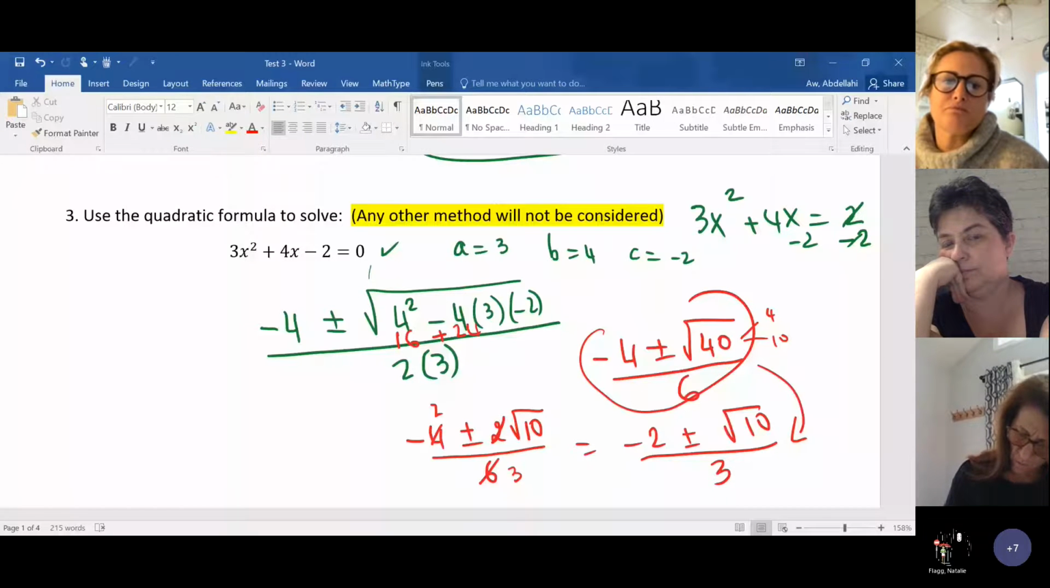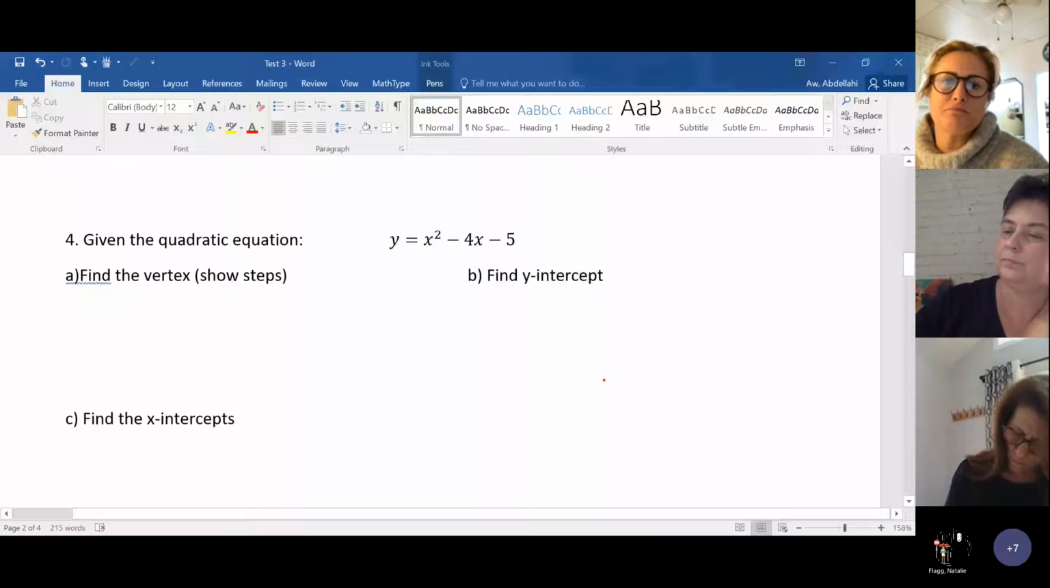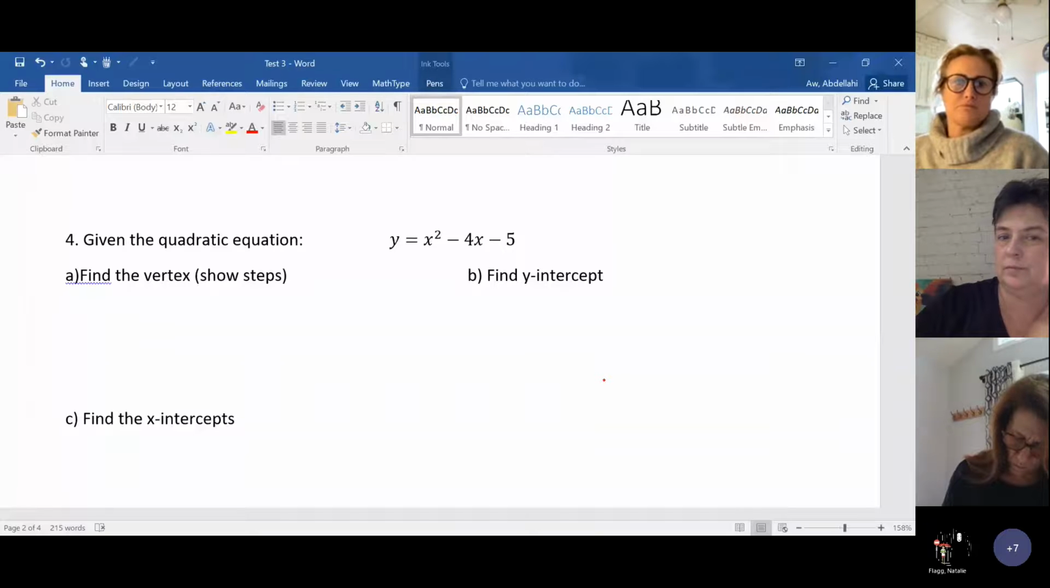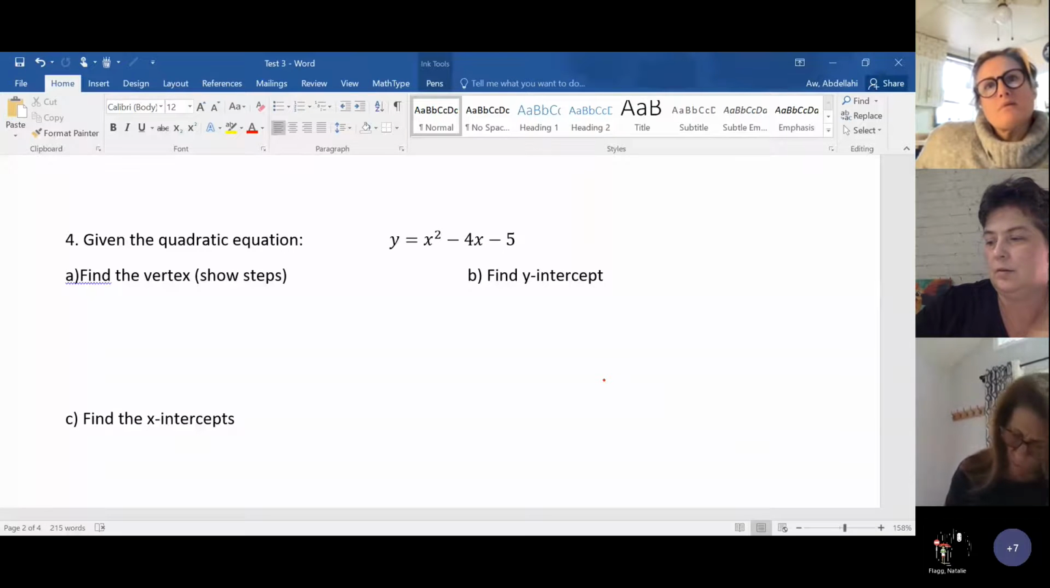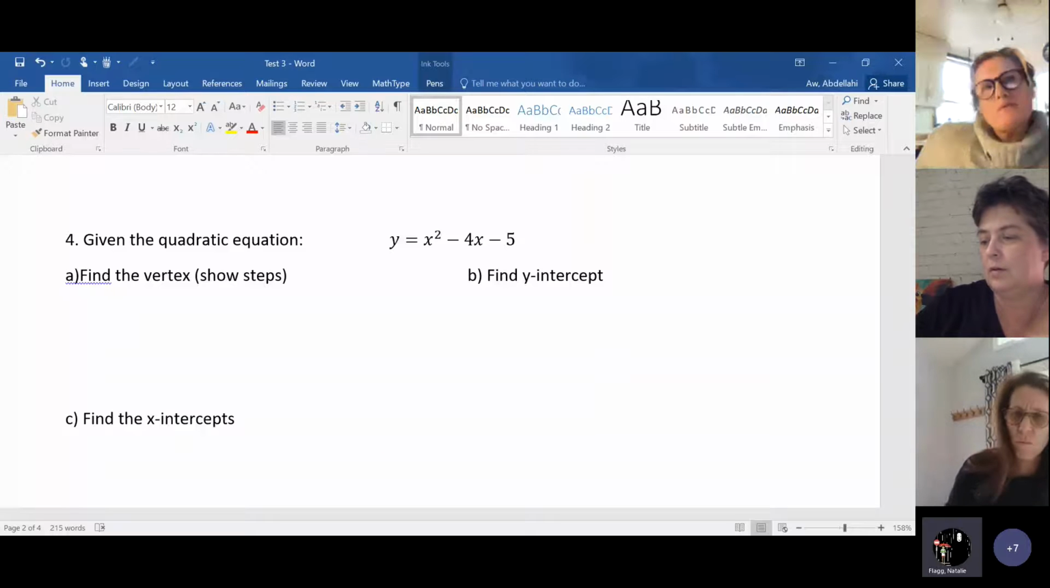All right, so now comes this. y equals x squared minus 4x minus 5. Of the 3 cases A, B, and C, who is the easiest to find? The y-intercept, right?